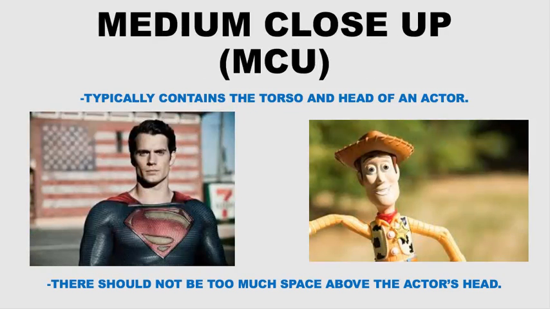The next one we're going to talk about is the medium close-up or MCU. This one the camera moves a little bit closer and it typically contains the torso and the head of an actor. Now, when you're framing this up, you want to make sure that there's not too much space above the actor's head. These are both good examples because there's just a little bit of space above the actor's head, but it's not too much. You don't want to have a lot of dead space above the actor's head.